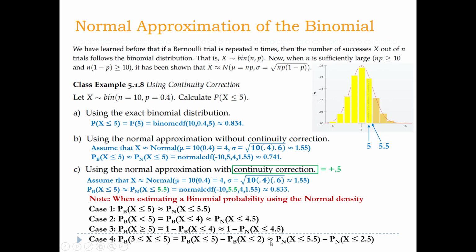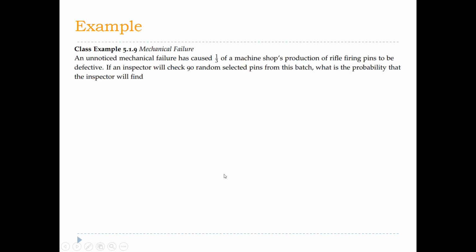And then I will approximate them by treating x as if they're normal, but adjusting the values of x by adding 0.5. So let's see an example.